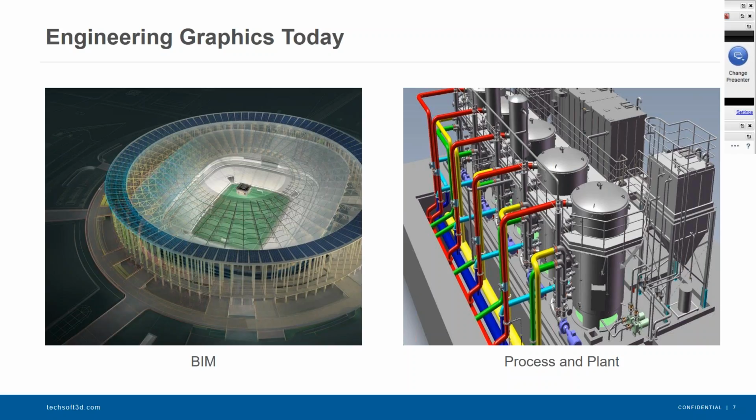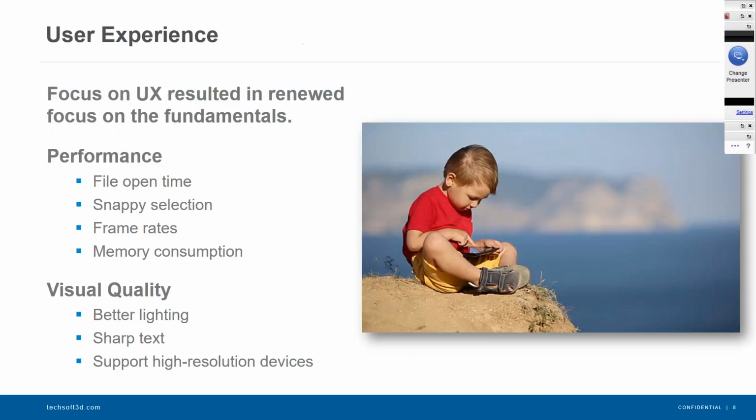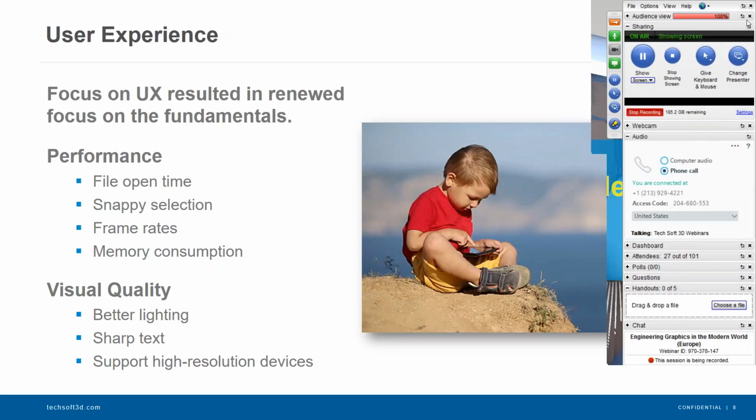So that's what we see as engineering graphics and the problem that we're trying to solve at TechSoft. Now, I want to talk about why this is important. In the last 5 to 10 years, there's been a really strong focus on user experience. In the engineering software world, there's no getting away from the fact that the biggest part of the connection between our users and our applications is the 3D model and the 3D window. This is what's driving the importance of having really strong engineering graphics.